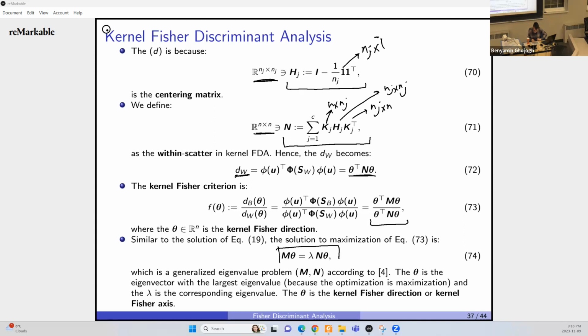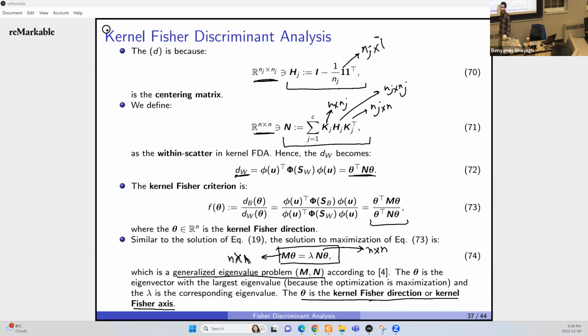It gives you this. What is this? A generalized eigenvalue problem, but of M and N, not SB and SW. Agree? M is related to the between scatter, N is related to the within scatter, but in the feature space. Theta is a kernel Fisher direction or kernel Fisher axis. What is the dimensionality of theta? What is the dimensionality of M? It's N by N, where N is the number of points. What is the dimensionality of N? N by N. Agreed?